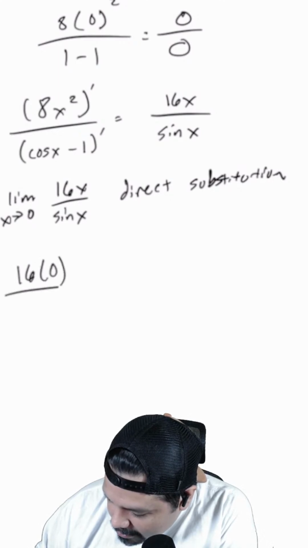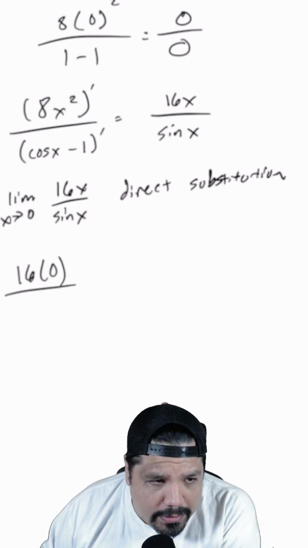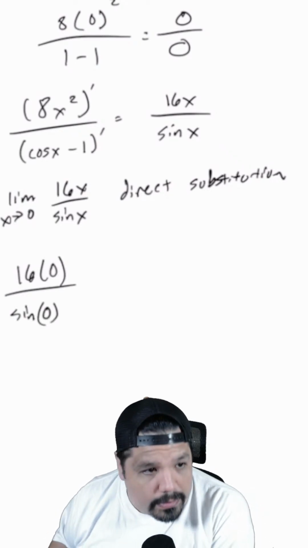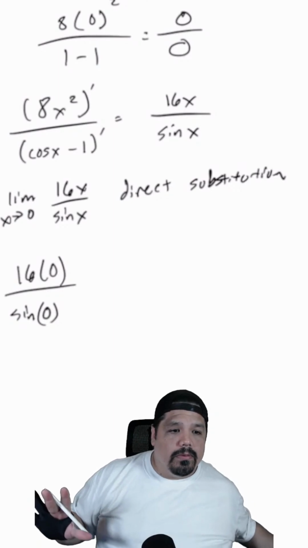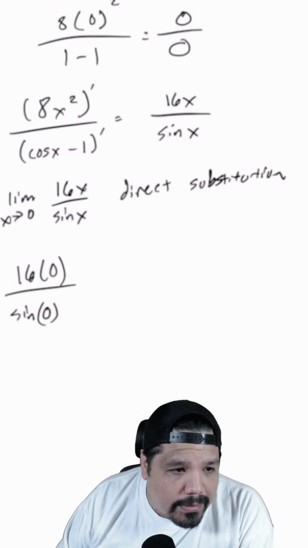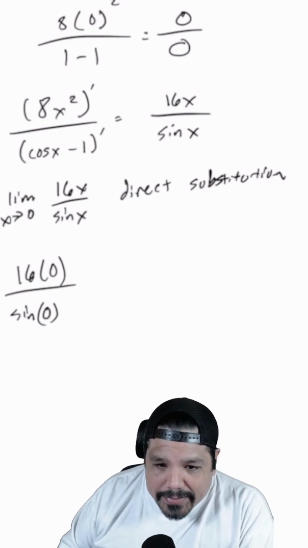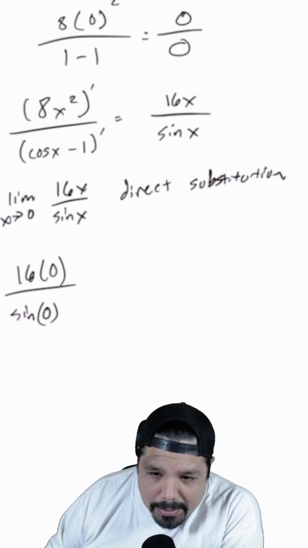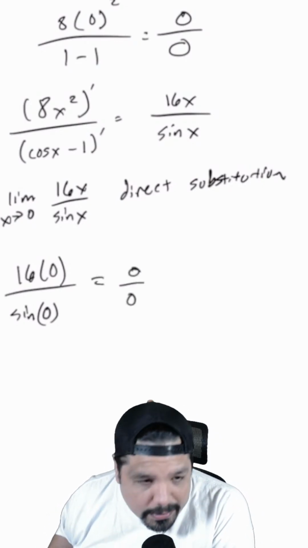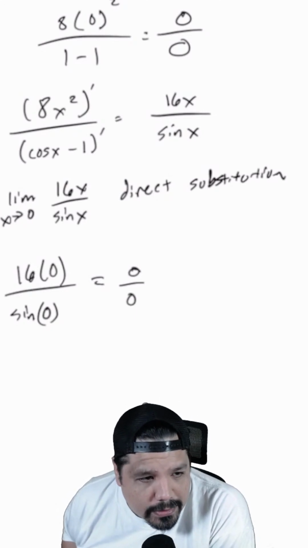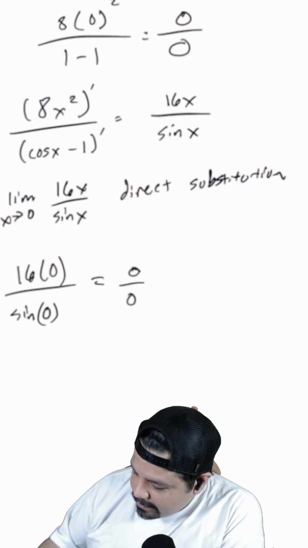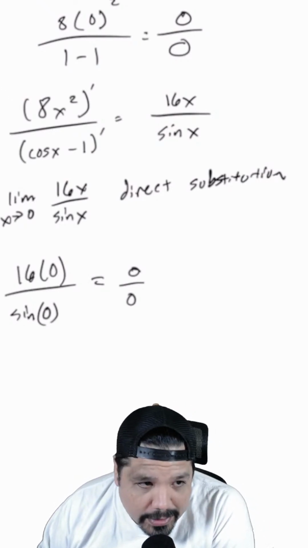16 times 0. Well, what's the sine of 0? Uh-oh. What are we doing? What do you think we need to do? That's right, L'Hopital's rule again. This is 0 over 0. Sine of 0 is 0. L'Hopital's rule.